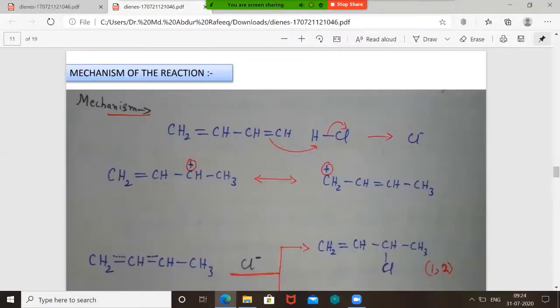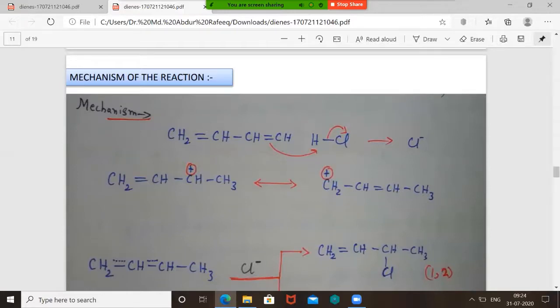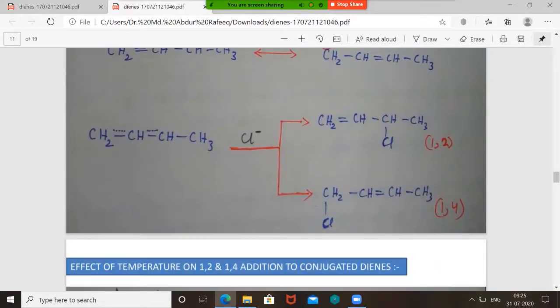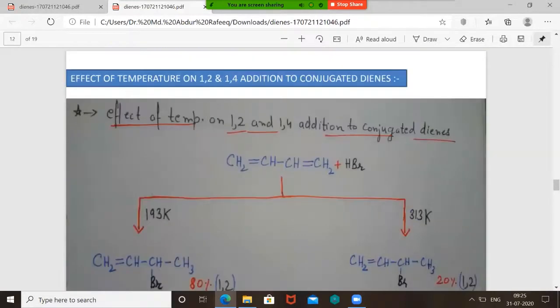Next we want to show the mechanism. First, one bond is polarized. Positive means electrophilic addition is taking place. H plus is added here. H plus is an electrophile. It is added here, and the charge is transferred here. Polarization transfers. And here, if Cl minus attacks on the first carbon, or it may attack on the second carbon. It may attack here, like this or this. So this is 1, 4 and this is 1, 2. You have to show this.